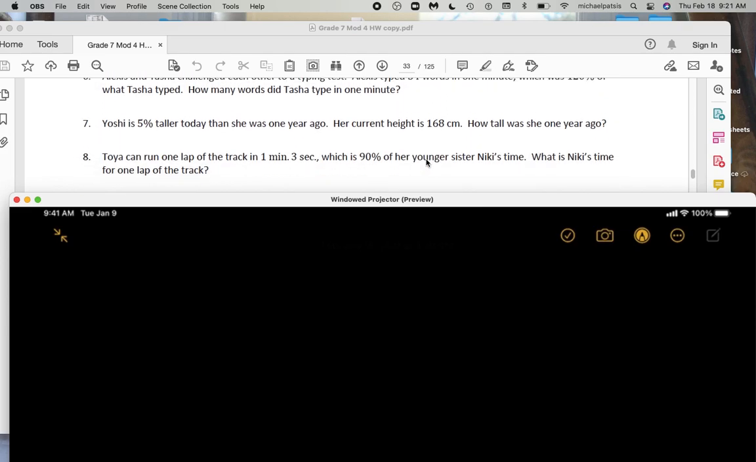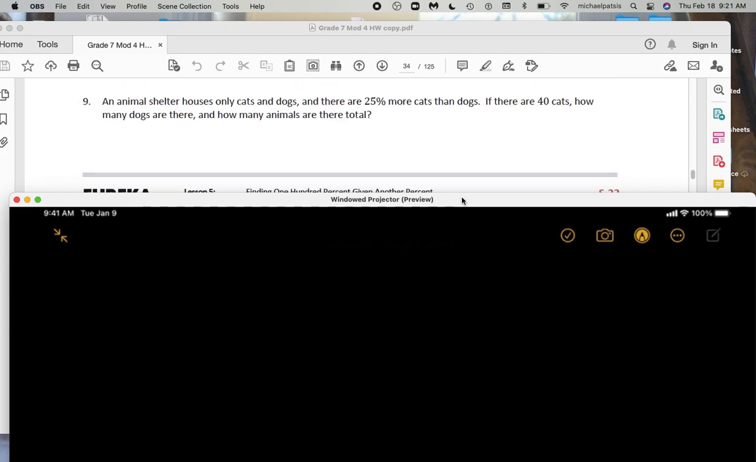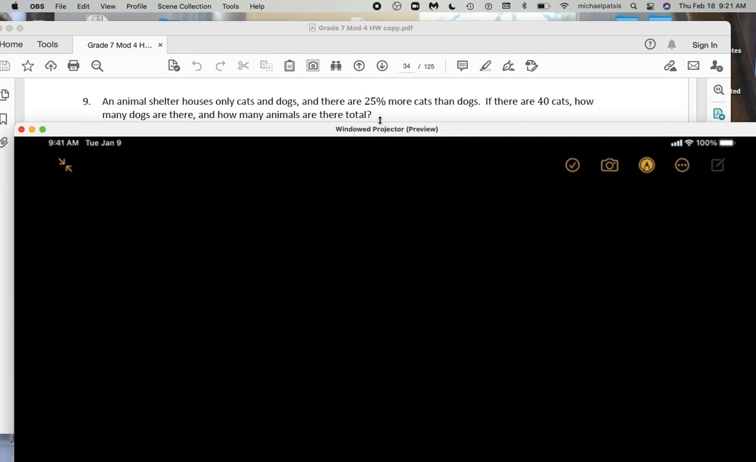Watch what we do here now. There are 25% more cats than dogs. Okay, so the first thing I know is that there's more cats than dogs. So I set up my drawing with cats up higher because there's more of them. 25% more cats than dogs. Okay, so we start with the variable that comes after the word than. We start at dogs. Okay, so here's 100% dogs.